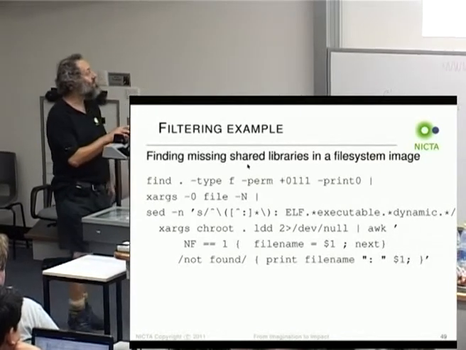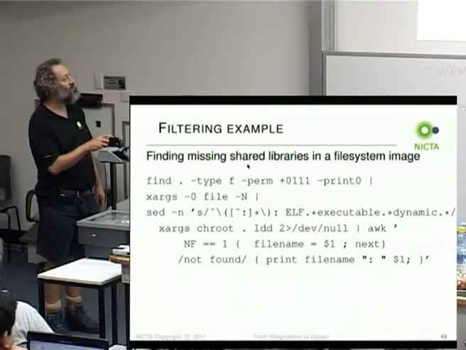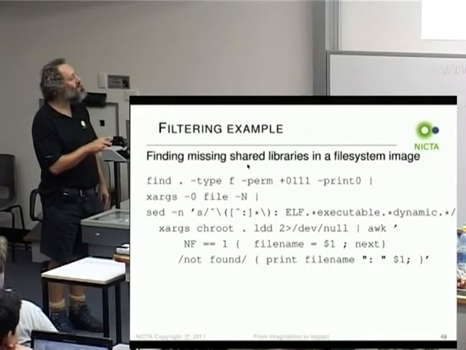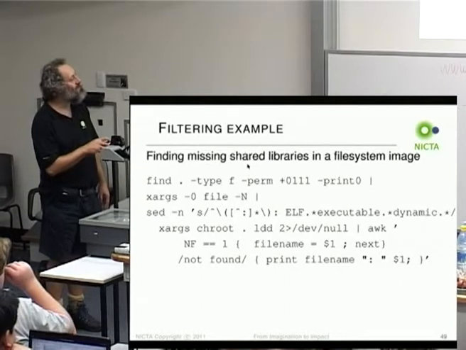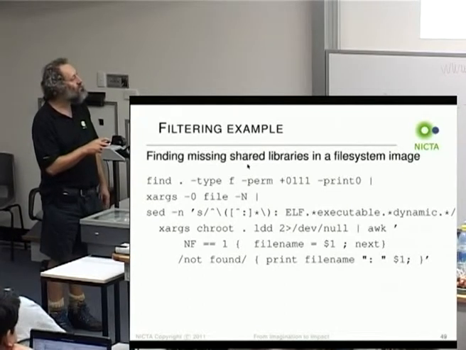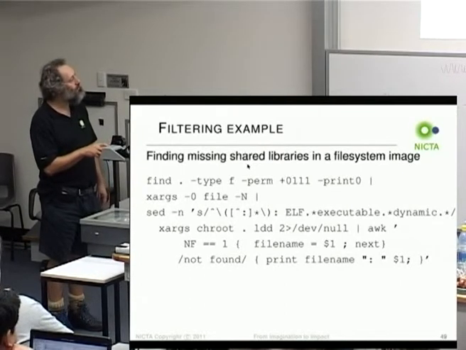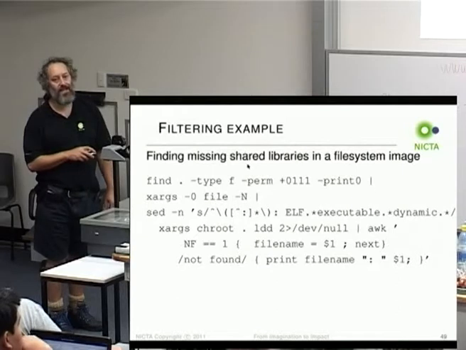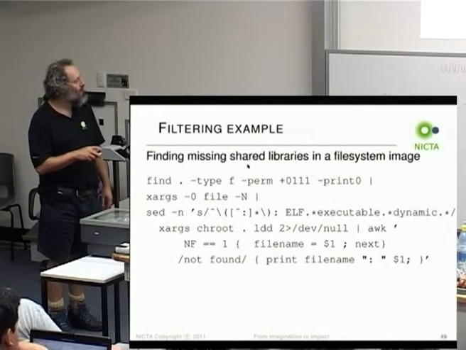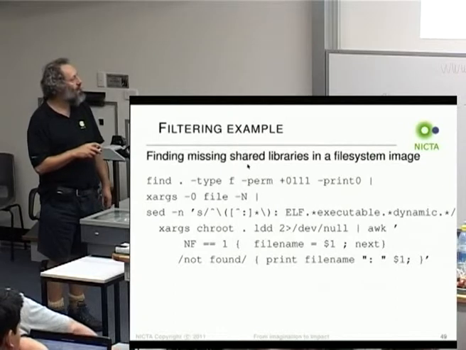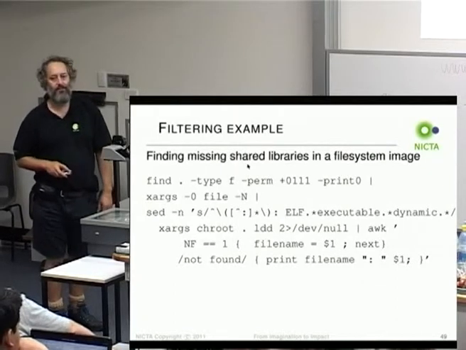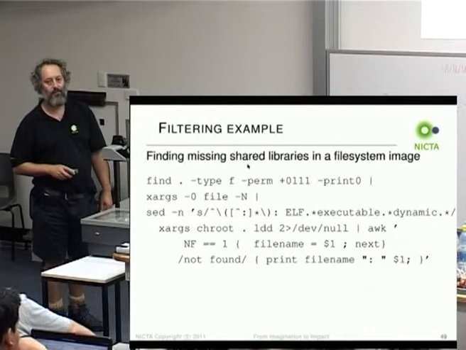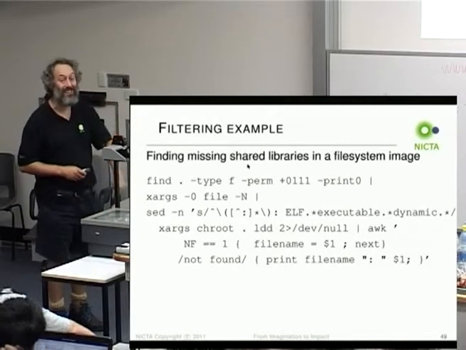Again, we're trying to find executable files and find out what sort they are. Find the ones that are ELF executable, and this magic sed thing, I'm not expecting you to understand it totally, will end up, even though you haven't seen it there, printing out just the name. Then we'll chroot into it and run ldd, which tells you what all the shared libraries that thing uses are. And then we'll pipe it through awk, look for not found, and print out the name of the file. So that tells you which ones are missing.